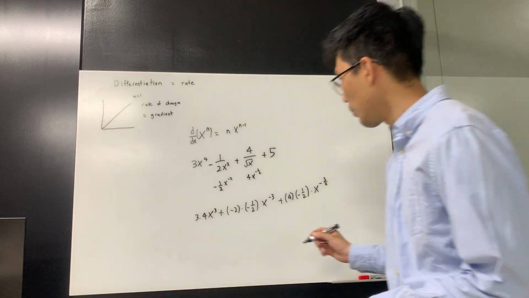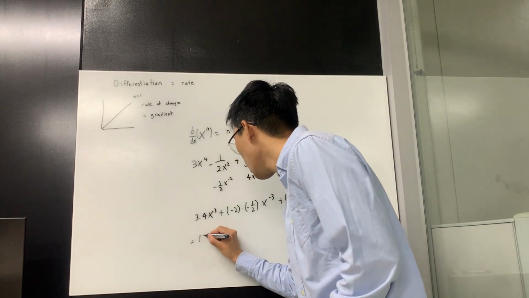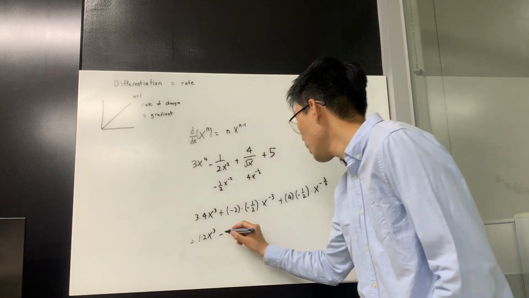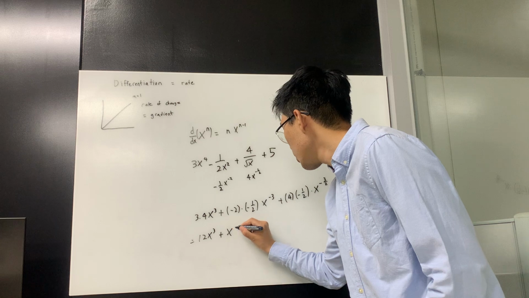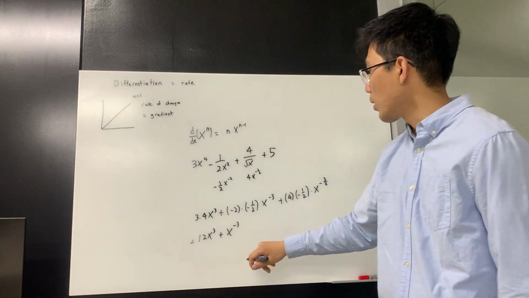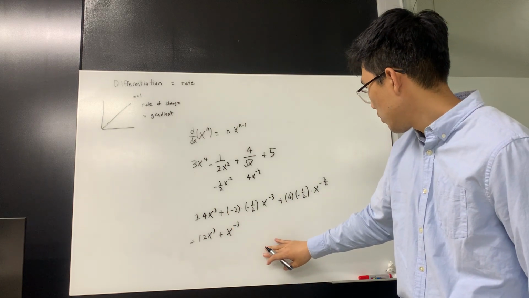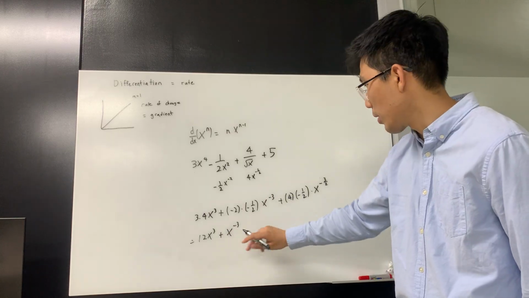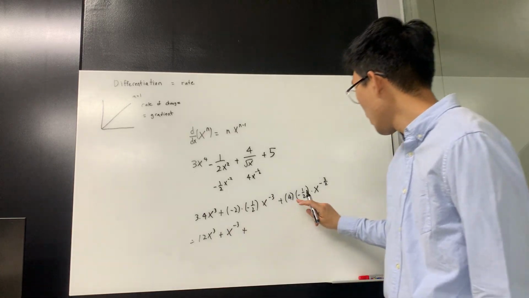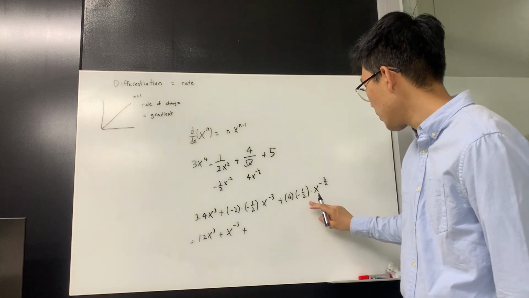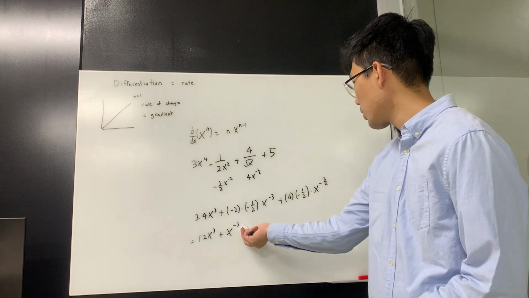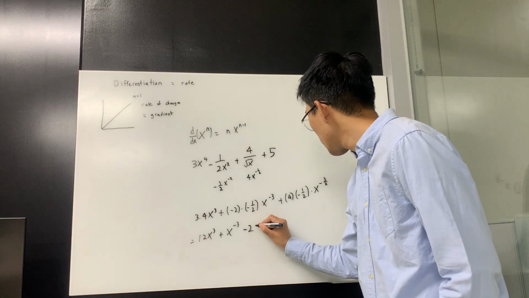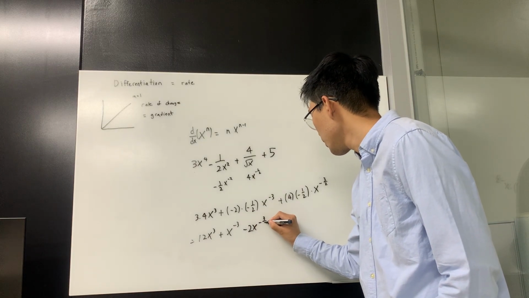Okay, so let's simplify. This is equal to 12x to the power of 3 plus 1 x to the negative 3. The coefficient is 1, so I don't need to write it. 4 times negative 1/2 is negative 2. So you get minus 2x to the negative 3 over 2.